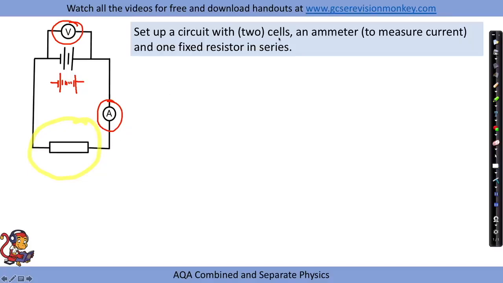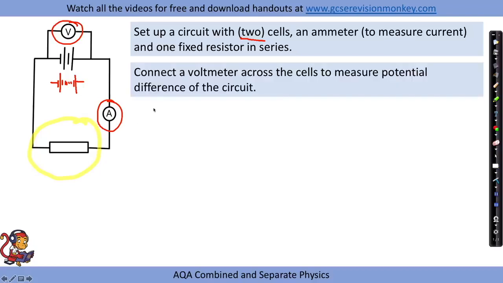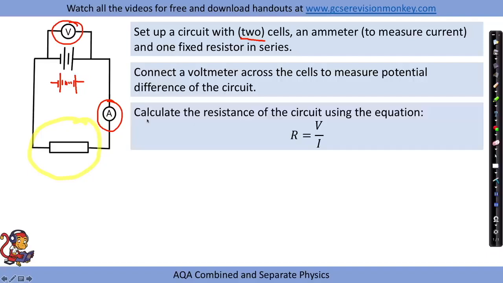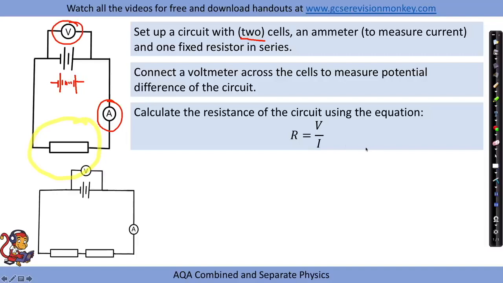So we set up a circuit with, suggest, 2 cells, an ammeter to measure current, and 1 fixed resistor in series. We connect a voltmeter across the cells to measure potential difference. And we calculate the resistance of the circuit using the equation R equals V from the voltmeter divided by I, which is current from the ammeter. We then add a resistor in series, next to the first resistor in exactly the same loop.